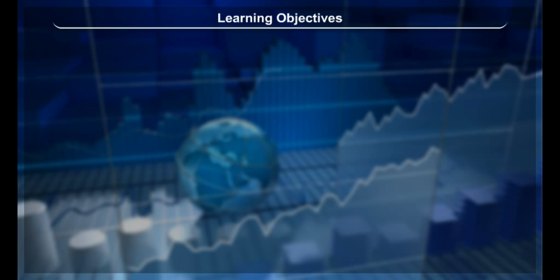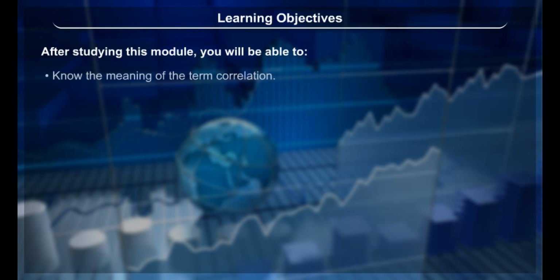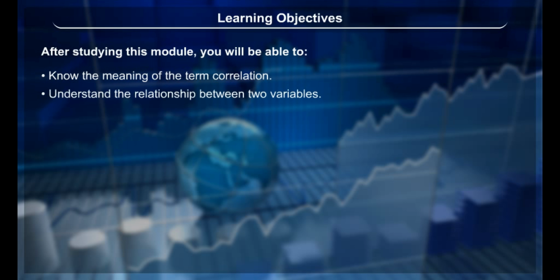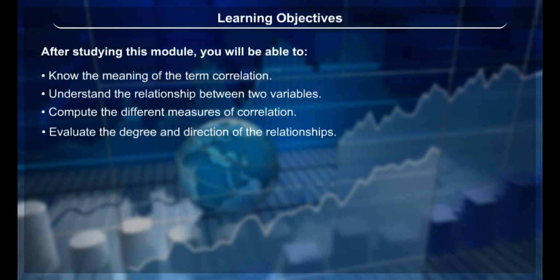Learning objectives. After studying this module, you will be able to know the meaning of the term correlation, understand the relationship between variables, compute the different measures of correlation, and evaluate the degree and direction of the relationships.